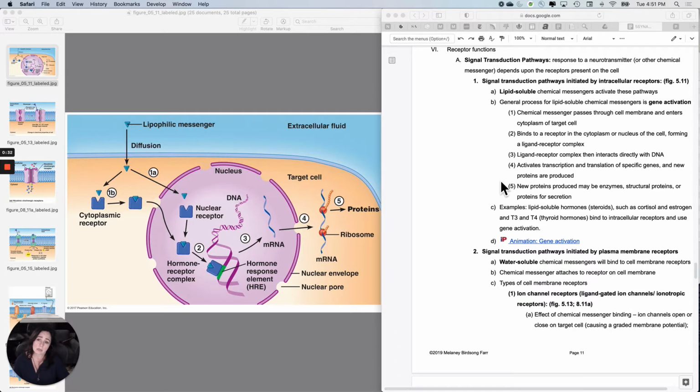So basically, what I want to talk about is how a chemical messenger binding to a receptor can cause a target cell response. The target cell response is a series of events inside the target cell that will make it behave differently than it did before the chemical messenger was bound. We call that series of events a signal transduction pathway. So the signal is the chemical messenger.